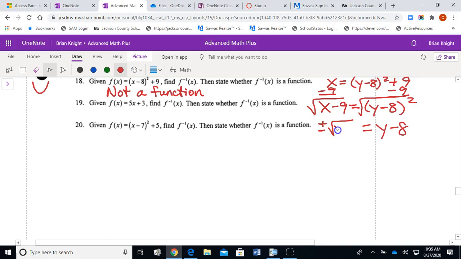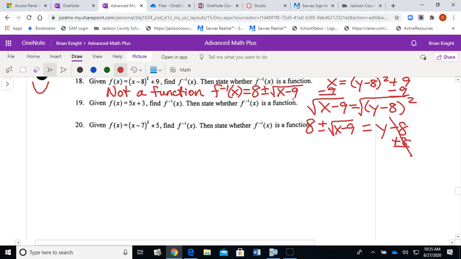Don't lose points because you forgot to put the plus or minus. Okay? And then we add what? 8. Add 8 for your final step. That is the inverse of your function, I should say. So it will be 8 plus or minus the square root of x minus 9.